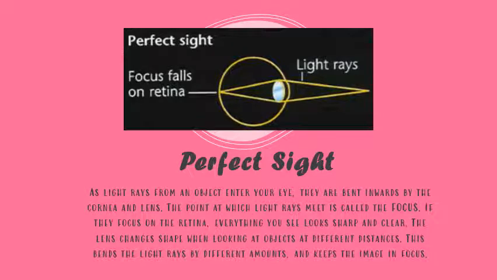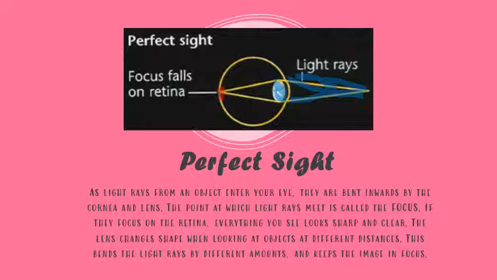Okay, moving on to perfect sight. Can you see this red spot over here? Yes. That is where the focus falls on the retina. Okay? The light rays, which are the blue highlighted lines, go into the lens and it falls onto the retina. And then you have perfect sight.